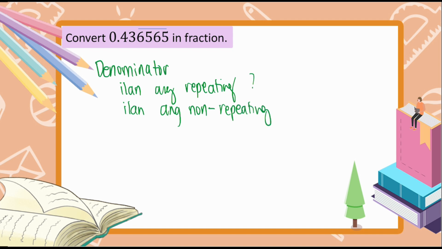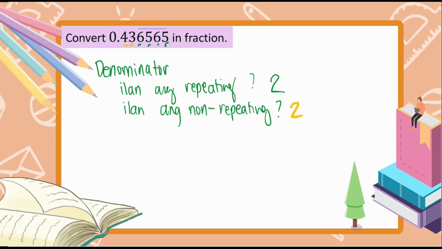Okay? So, first question muna tayo. Ilan ang repeating? So, ang repeating natin is 6565. So, dahil pareho lang naman si 65 and 65, so our repeating is 2 digits. So, dalawa. Next, ilan ang non-repeating? So, yung non-repeating is yung hindi umuulit. So, ang hindi natin umuulit is 4 and 3. So, we are going to answer here, dalawa din. So, meron na tayong denominator.